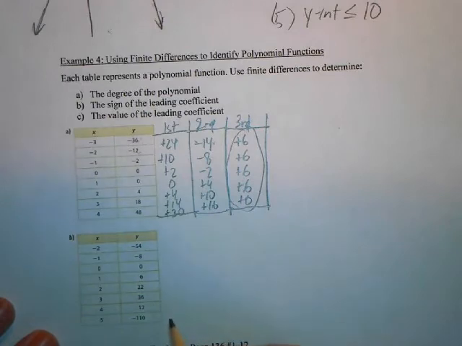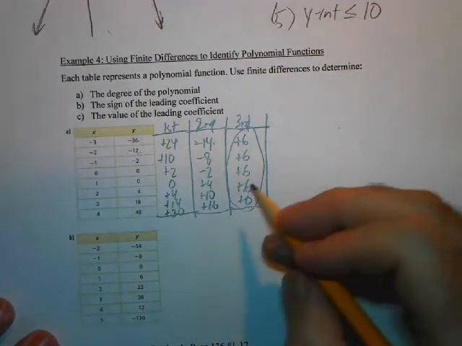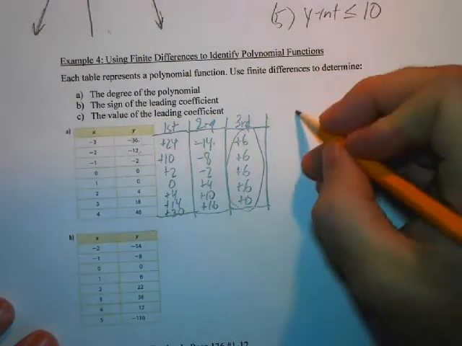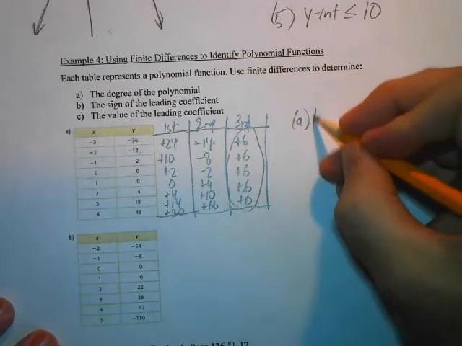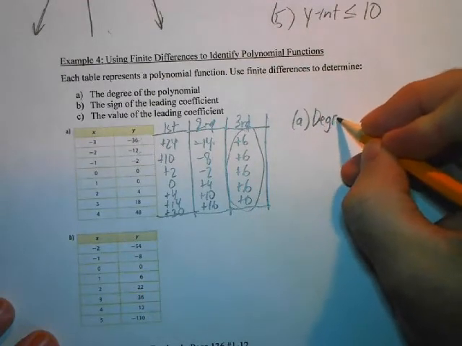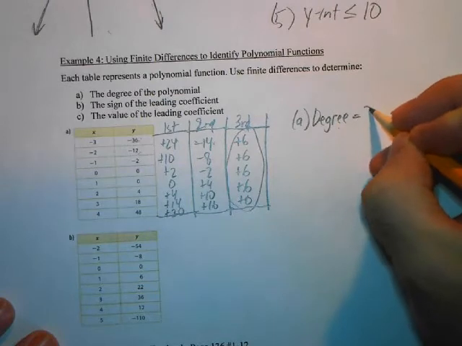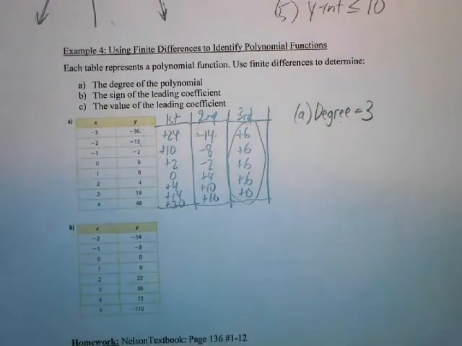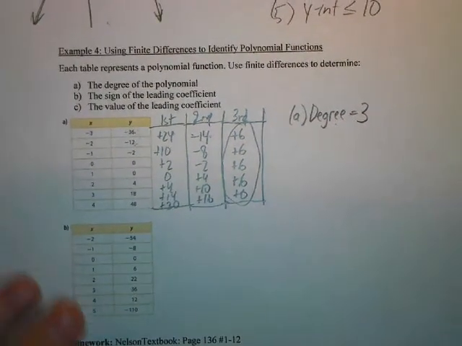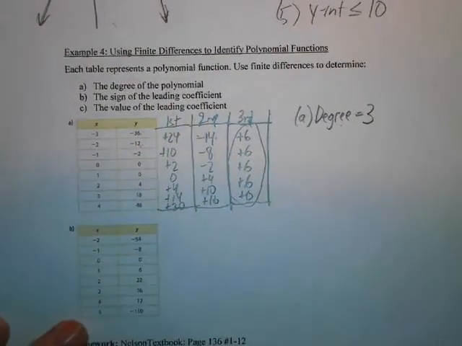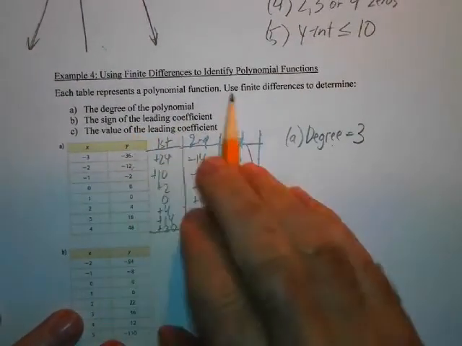So we know this is a degree 3. The answer to the first question: the degree equals 3. That tells us the leading term will have an x cubed in it. Now the second part here, I didn't explain how to get this yet.